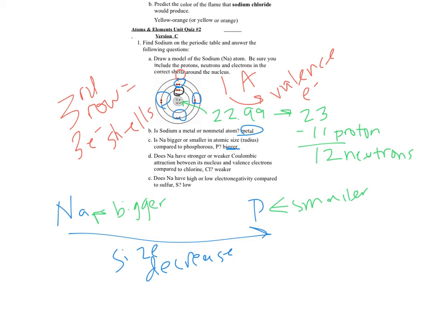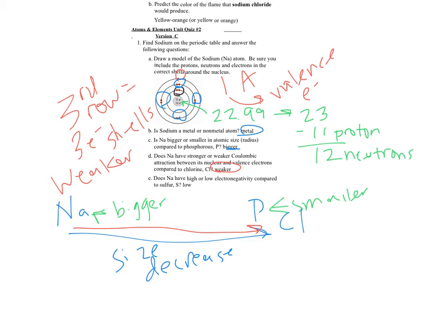1D says, does sodium have stronger or weaker Coulombic attraction compared to chlorine? All right, so again, chlorine's on that right-hand side of the periodic table. And we know from our periodic table trends that Coulombic attraction increases going across. So that means sodium is going to be weaker on that left-hand side.